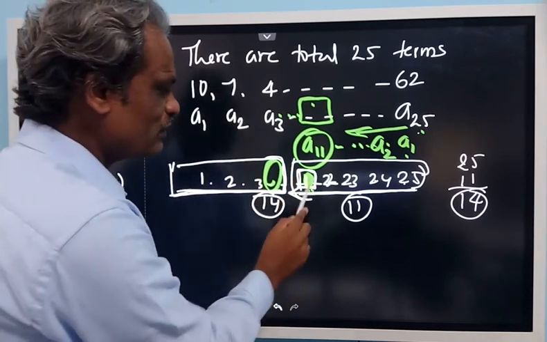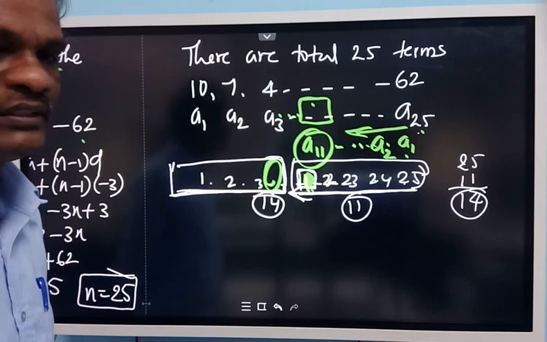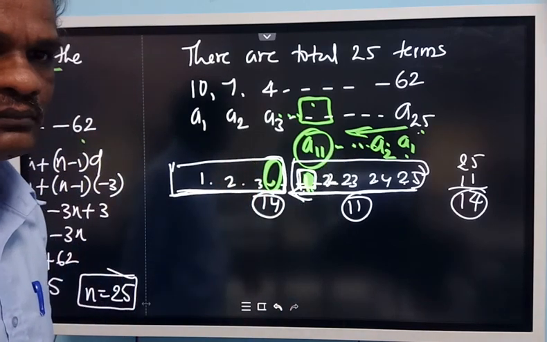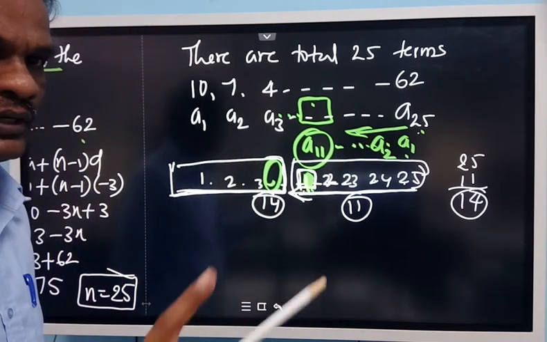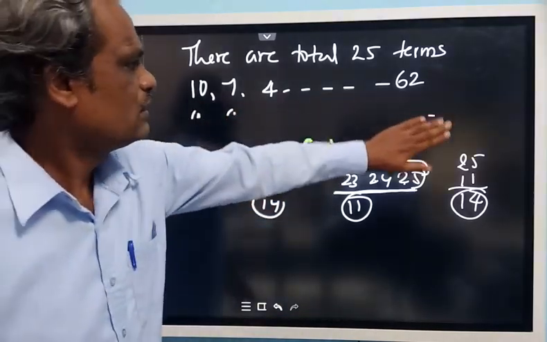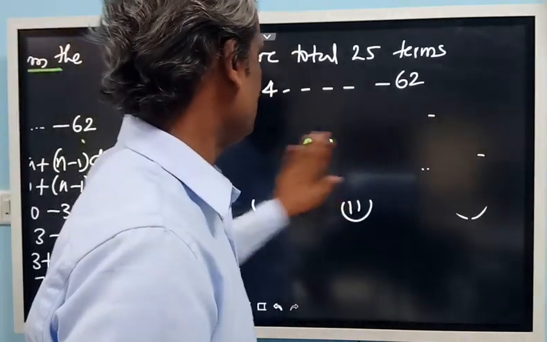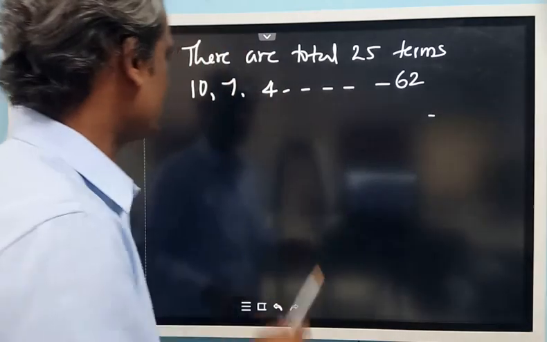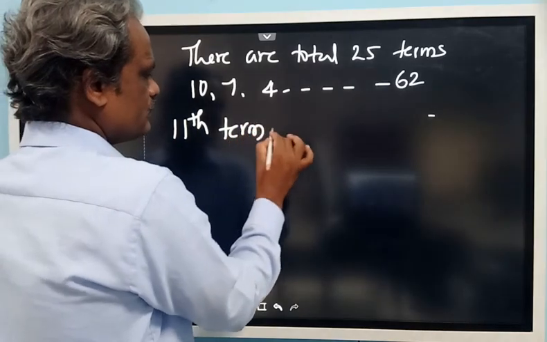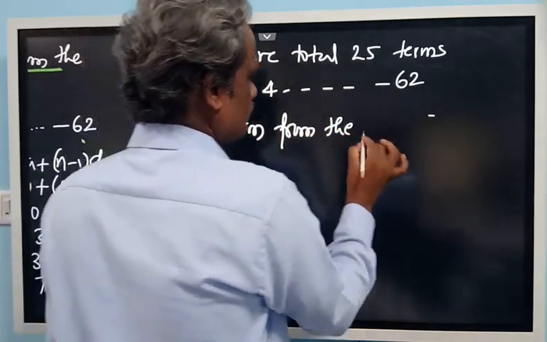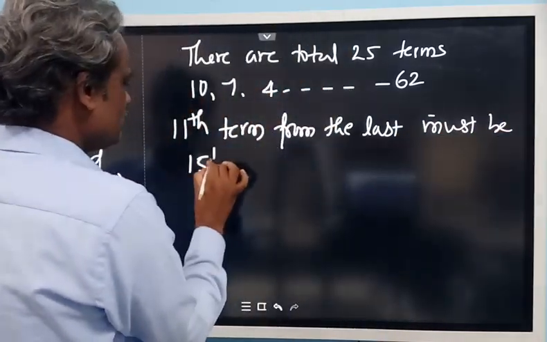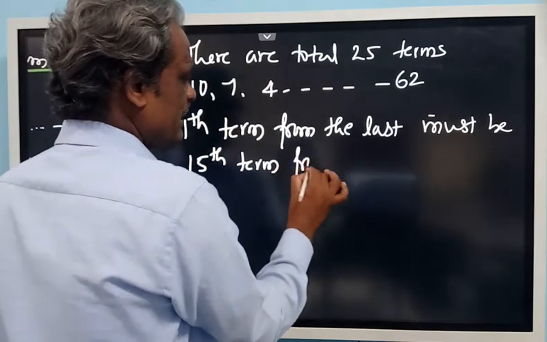So what do we want to find out here? Which term will be there, the 11th term from this direction? From this direction it should be the 15th term. You write down the numbers and check it and tell me tomorrow. Okay, so let us see. Again, the 11th term from the end should be the 15th term from the beginning. So you can write: the 11th term from the last must be the 15th term from the beginning.